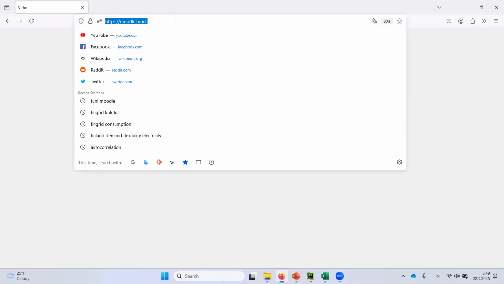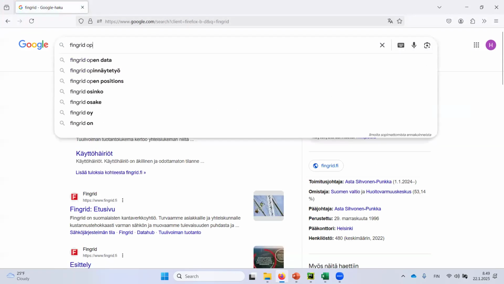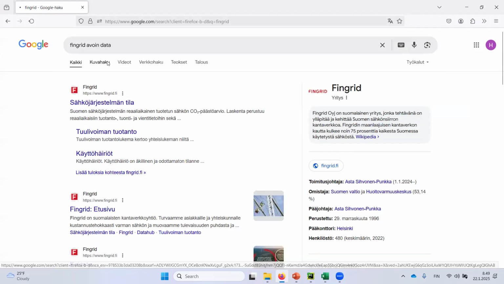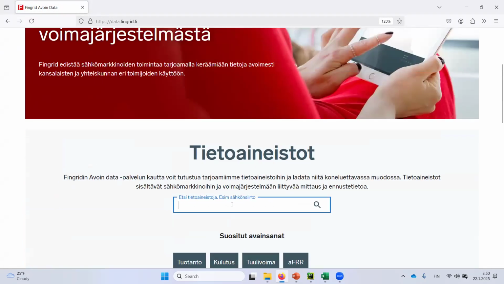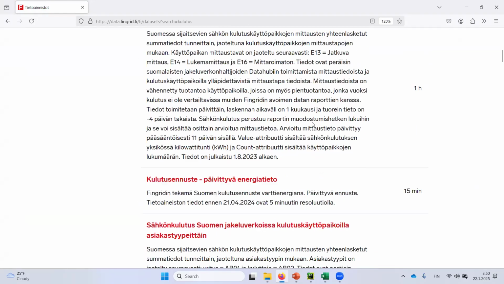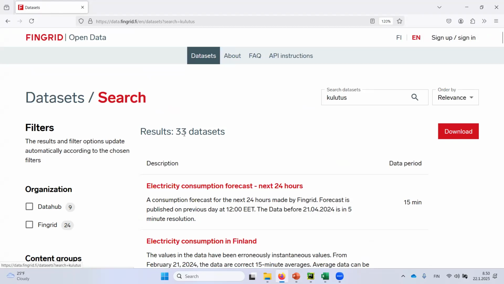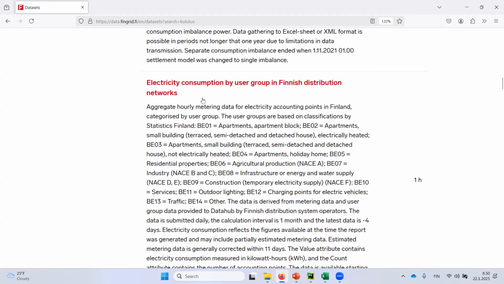Let's go to Fingrid. And I'm going to search, is it open data? I'll search it in Finnish. I'm going to say kulutus, which is consumption. And in here, let's switch it to English from here. So there's going to be electricity consumption by user group in Finnish distribution networks.